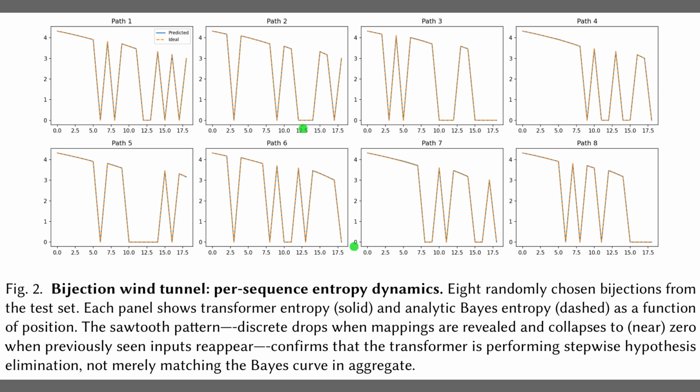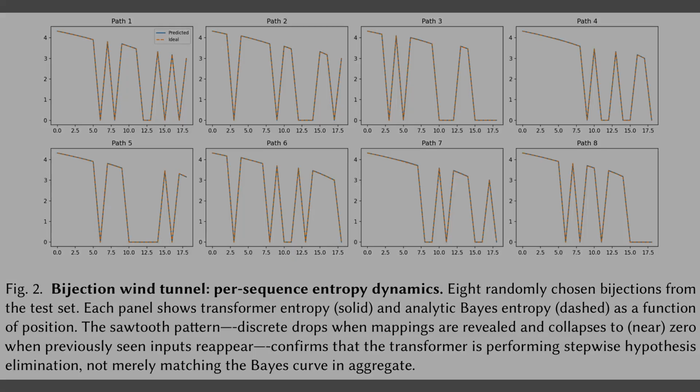While the previous figure showed perfect average calibration, Figure 2 checks whether that fit holds per sequence. Figure 2 shows 8 panels, labeled Path 1 through Path 8, and each panel overlays the transformer's solid entropy curve on the dashed analytic Bayes curve. The key pattern is the staircase or sawtooth shape, because entropy drops in discrete jumps when new pairs eliminate hypotheses, and it collapses near 0 when an input repeats.